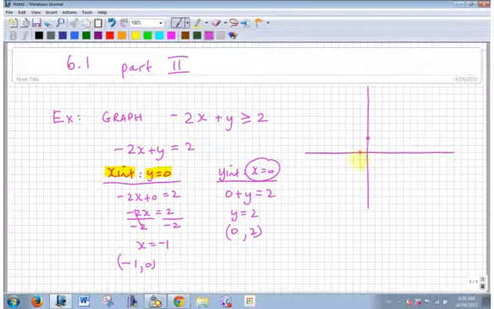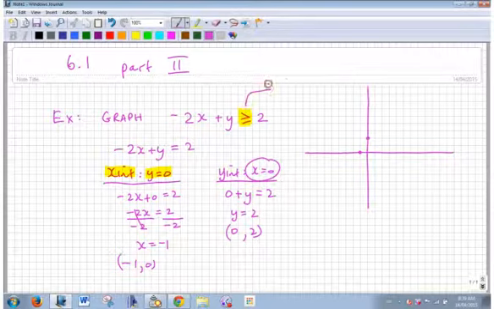In grade 10, you would have gone just like this. Done. Got a billion marks. There's arrows here that go forever and ever. But now, it may not be a solid line. Is this one a solid line? It is, because that's greater than or equal to.